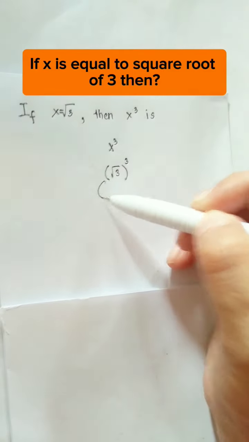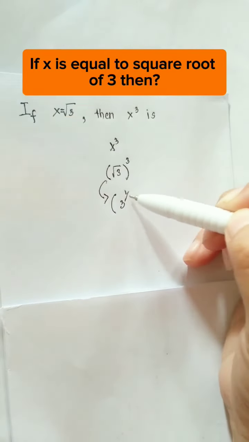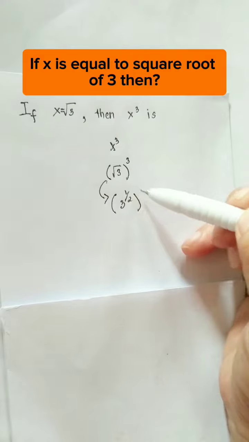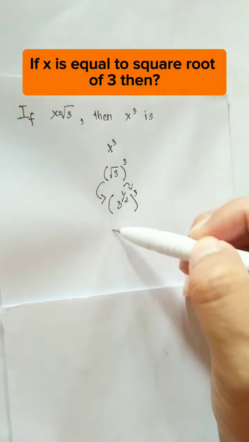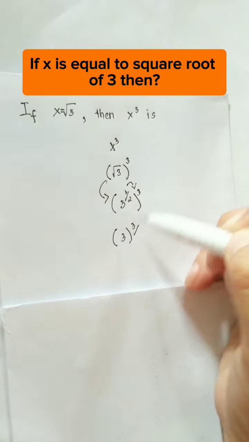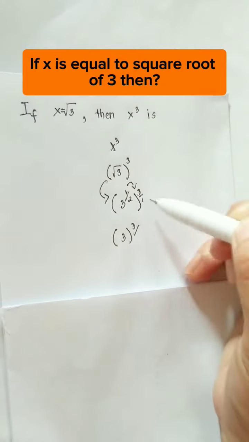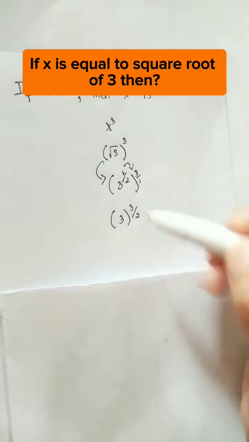So now we have to rewrite this square root of 3. We know that 3 raised to 1/2 is also the same as square root of 3, so raised to 3. Now we have to deal with the exponent. 1 times 3 is 3. Then 2 times 1, we have here an understood 1, so 2 times 1 is 2. So we now have 3 raised to 3/2.